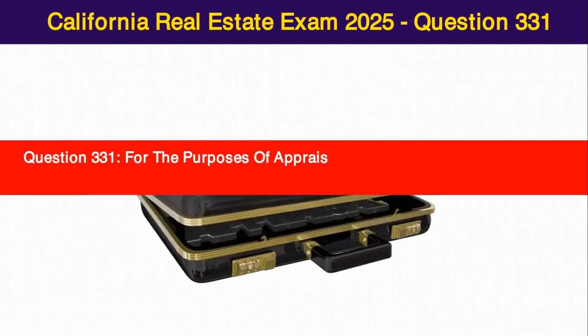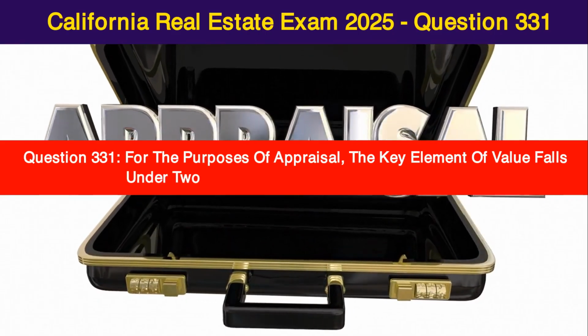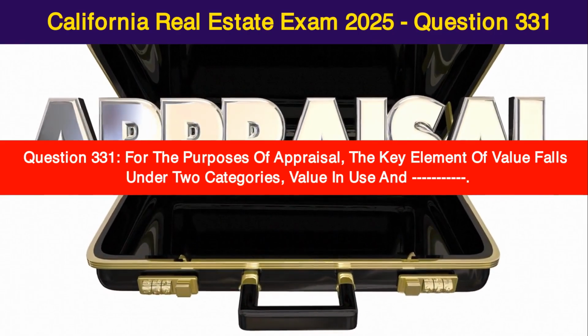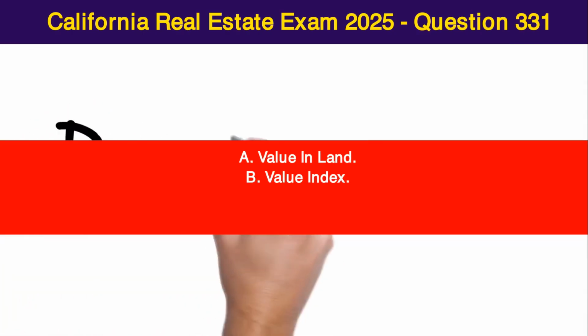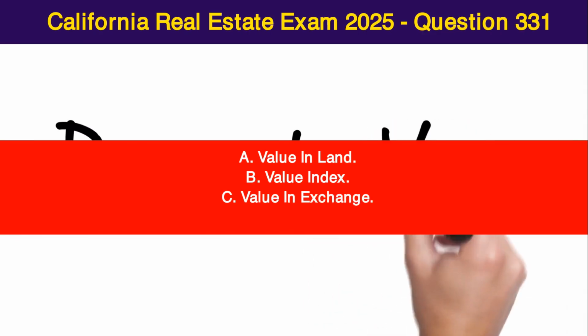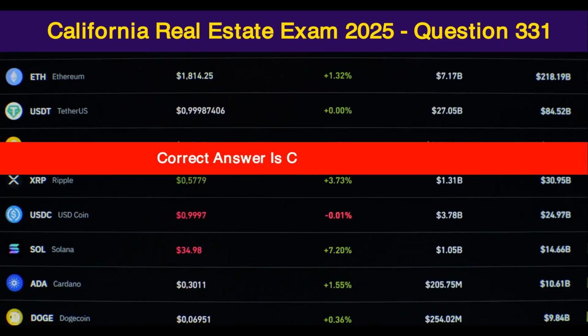Question 331. For the purposes of appraisal, the key element of value falls under two categories: value in use and A. Value in land, B. Value index, C. Value in exchange, D. Value added tax. Correct answer is C.